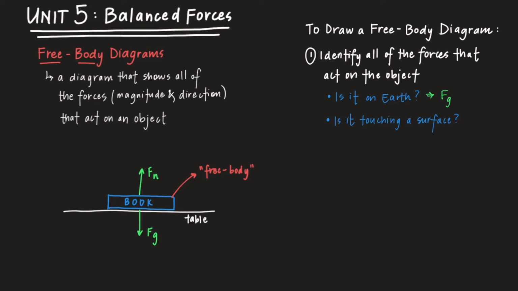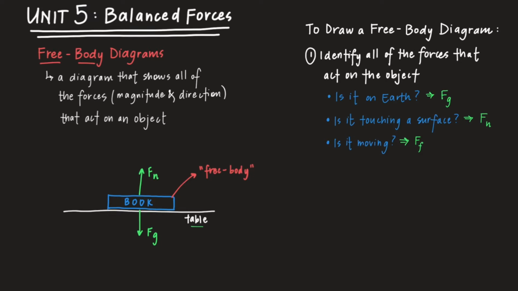Next up, is it touching a surface? Because if it's touching a surface, like the table with the book over here on the left, then we're dealing with a normal force. We know the normal force is that support force from a surface. Third question, is it moving? If something is moving, it's very safe to assume that there is friction involved. This is kind of a technical thing here. We'll talk about friction later on, but we can assume if something's moving that there is friction.